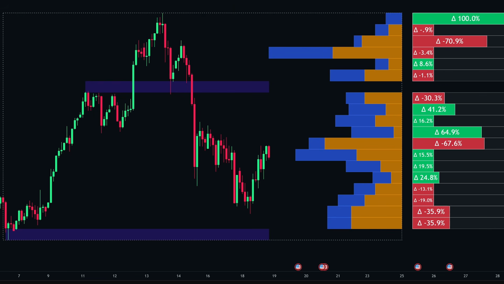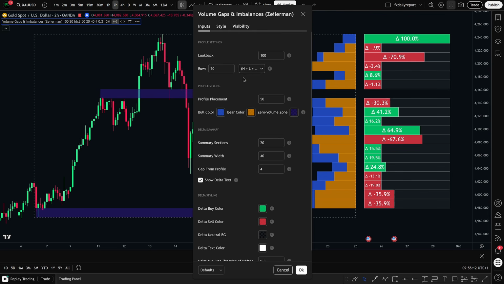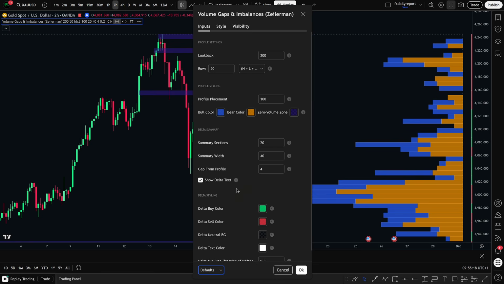When you put everything together, the blue and orange volume bars show who controlled each price level, the purple zones show where price moved too fast, and the delta panel explains why price reacts the way it does at different areas on the chart. Now, let's go over the indicator settings. You can actually reset it to the default settings over here. So right now, we are on the default values.